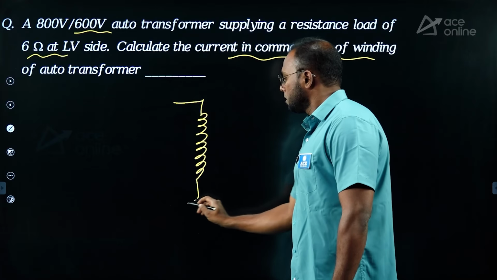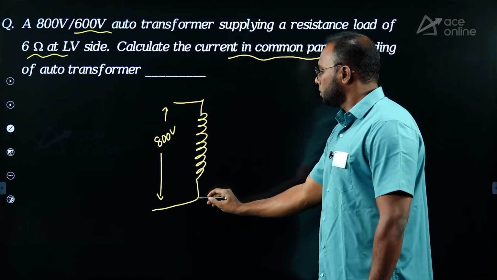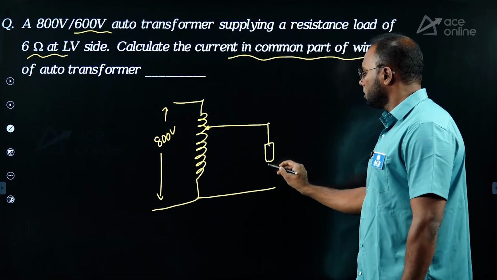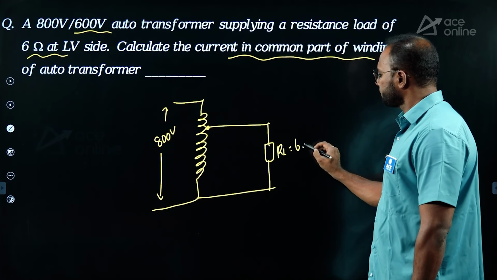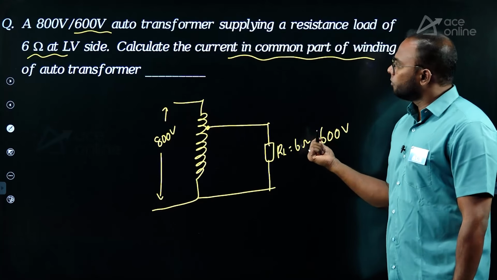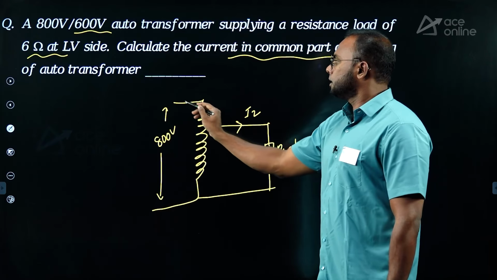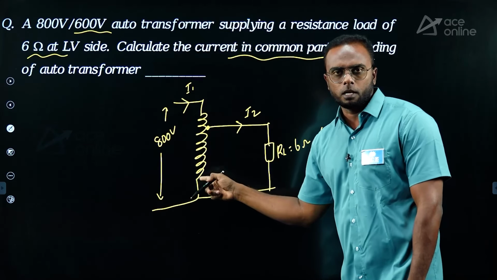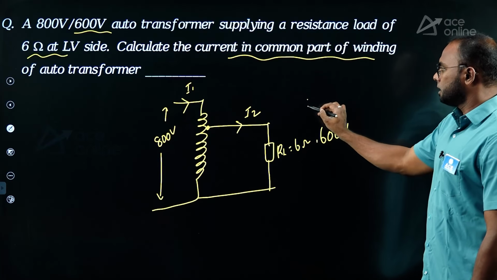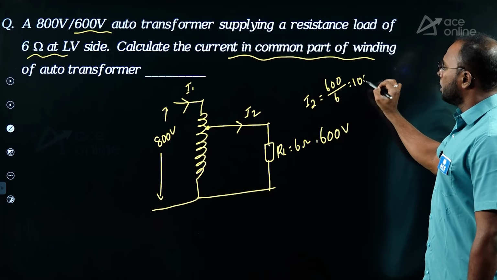This is 800 volts on primary, but secondary side we need only 600, so we need a tapping at 600 volts. So here let us take, this is 600 and it is supplying a load. That load resistance value is 6 ohms given, and how much voltage is it? 600 volt. Now we have 600 volt here, and what we need to find? Current in this common part, and for that we need this current I2, and let this be primary current I1. If you know I2, I1, then we can apply KCL and we can find the current in common part here. Now what is the current? Voltage is there, resistance is there, then current equals 600 divided by 6, nothing but 100 amperes.